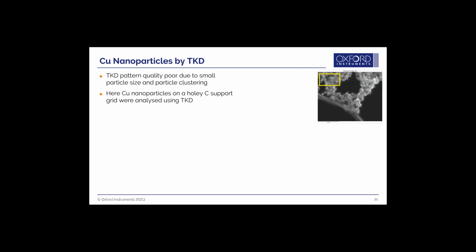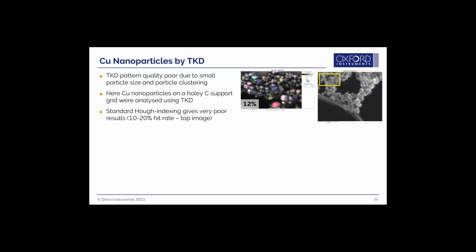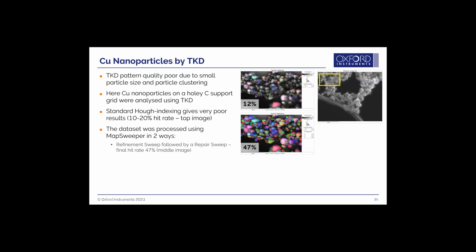In this example, there was a little bit of clustering. It was hard to segregate the particles out very well. This is on a TEM holey carbon grid, and we just did TKD on it. The initial results, it's hard to write home about that one, 12%, and when you look at some of the patterns, they weren't good enough to solve via the Hough indexing. We've reprocessed this data set a couple of ways, and it's interesting to see the results.